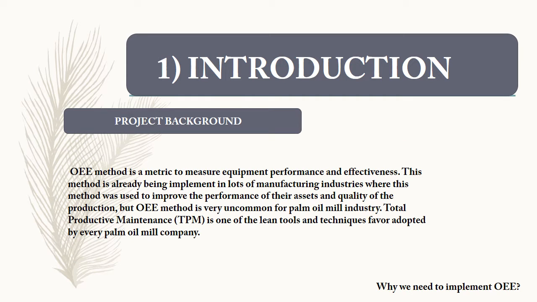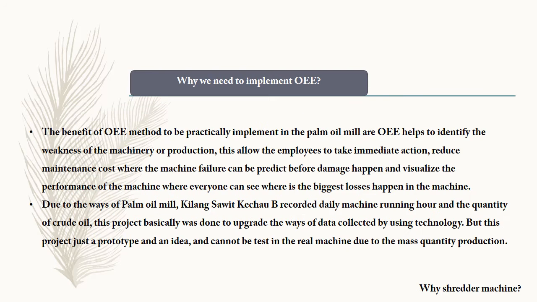So what is OEE? OEE is a metric to measure equipment performance and effectiveness. This method is already being implemented in lots of manufacturing industry, where this method was used to improve the performance of the asset and quality of the production. But OEE method is very uncommon for palm oil mill industry. Total productive maintenance or total preventive maintenance is one of the lean tool and technique favored adopted by every palm oil mill.